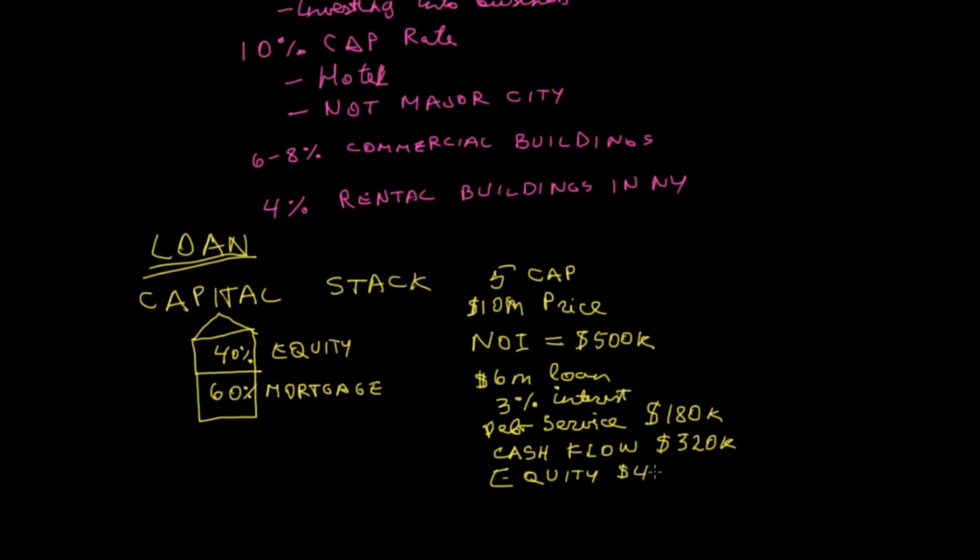But now the equity is only $4 million, since $6 million is loan and $10 million was the total building, right? So your cash on cash returns in this case have gone up to 8%, which is equal to 320 divided by 4,000.